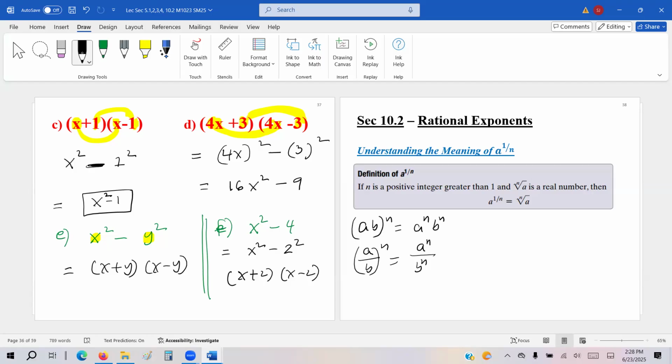What else did we learn? If you have the same base, but you're multiplying two different powers, you add the powers. For division, you subtract the powers. Do you remember all these rules? Okay. Now we are going to learn one more rule.